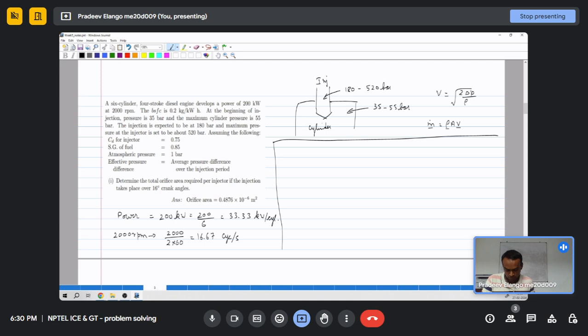So now we can calculate joules per cycle. Energy per cycle is 33.33 into 10 power 3 joules per second divided by 16.67 cycles per second. Can you calculate this?